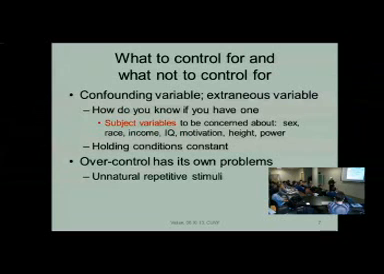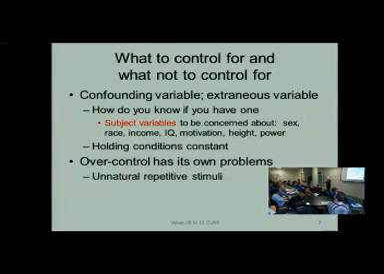Especially, but not only by any means, in social psychology experiments, there's the possibility for a lot of confounding variables. A confounding variable or an extraneous variable is a variable that is correlated with one of your independent variables, and you may not realize that it is. And it could be driving the effect instead of your independent variable.